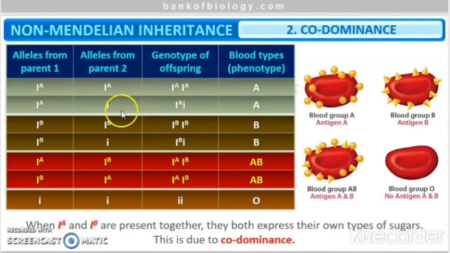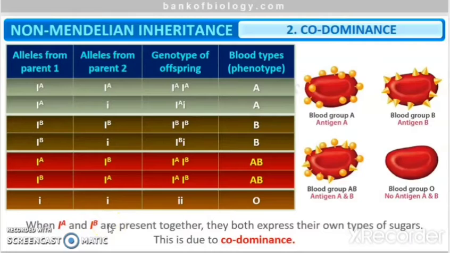Now let us see the expression of the blood groups based on the alleles which they receive. Always keep in mind, I capital A and I capital B are completely dominant over small i, because I capital A and I capital B will produce sugars, but small i does not produce any sugar.